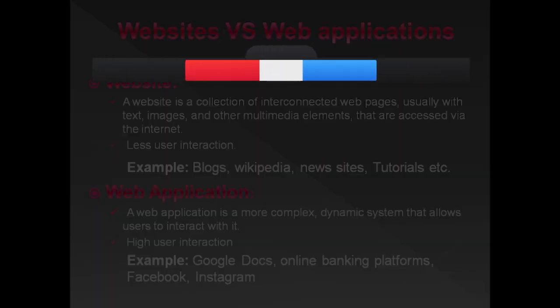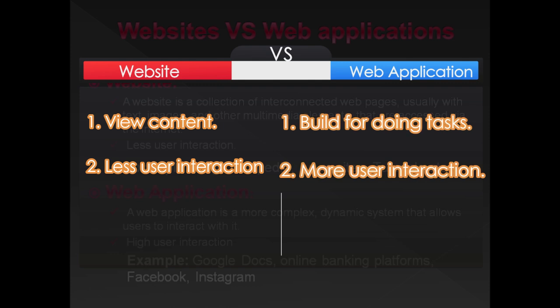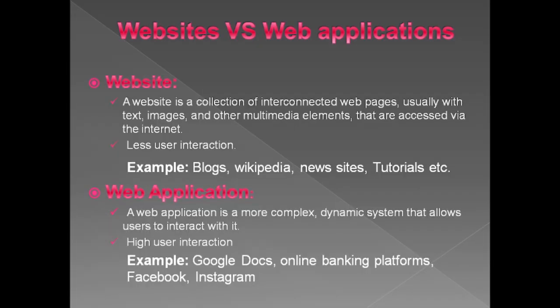Let's quickly compare. A website is mostly for viewing content with less user interaction. A web application is built for doing tasks with more user interaction. Both are built using web development, but their purpose is different. So now you can understand what web development is and the difference between a website and a web application.